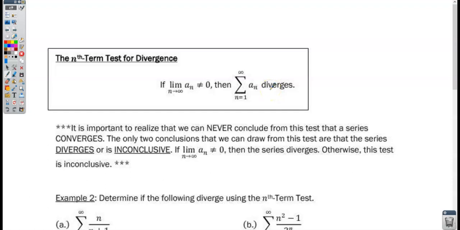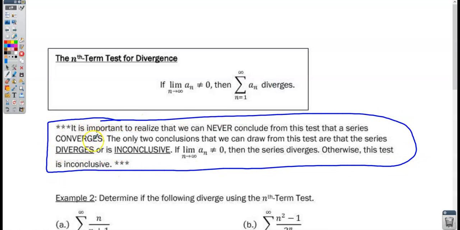So the way the nth term test works, we find the limit as n goes to infinity of a sub n. If it's not equal to 0, it diverges. If it is equal to 0, it is inconclusive. And you see my big starred note here. It's important to realize we can never conclude from this test that a series converges. The only two conclusions that we can draw: it diverges if the limit doesn't equal 0, but if it does equal 0, then the test is inconclusive. All right.